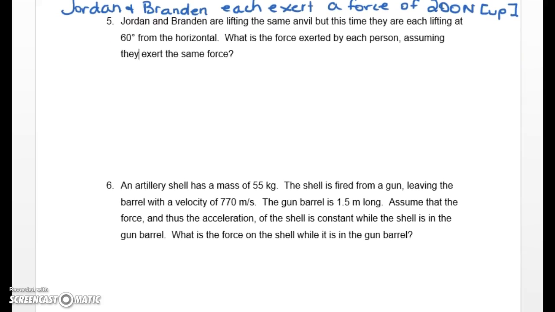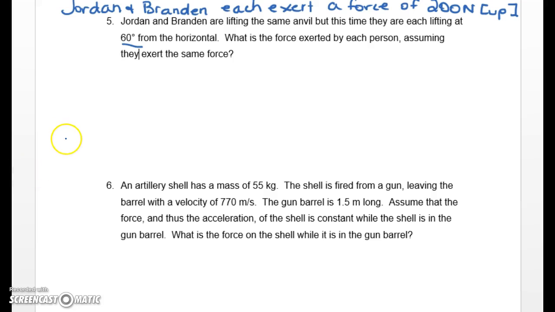Okay, so moving on to example number 5. Now we're going to look at the exact same two people, Jordan and Brandon, but this time they are each lifting the anvil from a 60-degree angle from the horizontal. Here we want to know, once again, what is the force exerted by each person, assuming that they are exerting that same force.